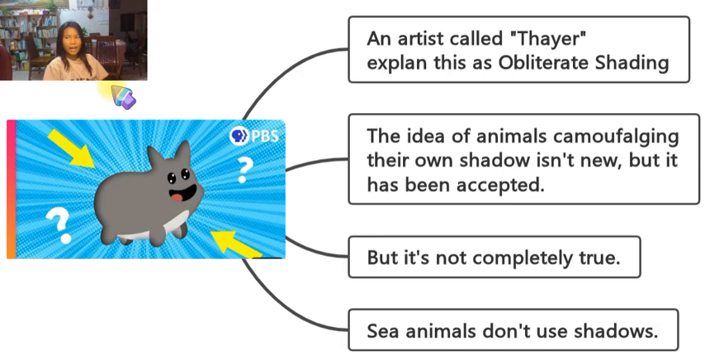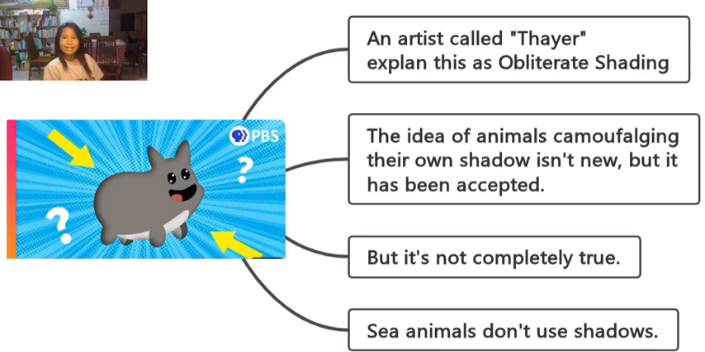Well, in the 1800s, a lot of biologists were struggling on this topic, and the answers came from really unexpected people. In the 20th century, an artist called Thayer explained this as obliterative shading. Well, why do we call this obliterative shading? Well, Thayer is an artist. He has a different vision than people like scientists or biologists.